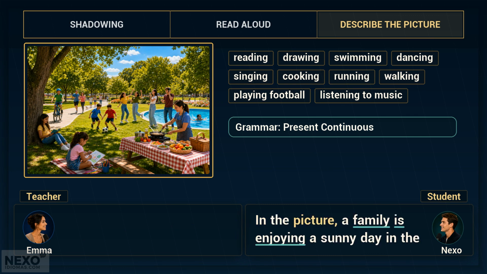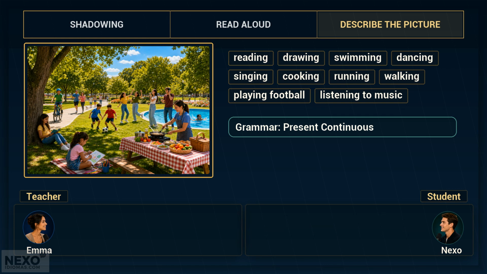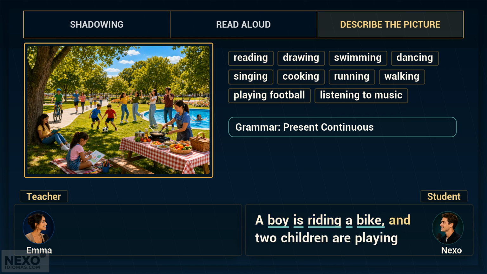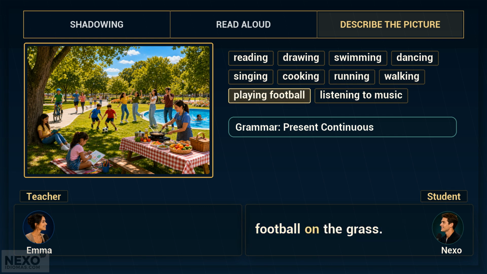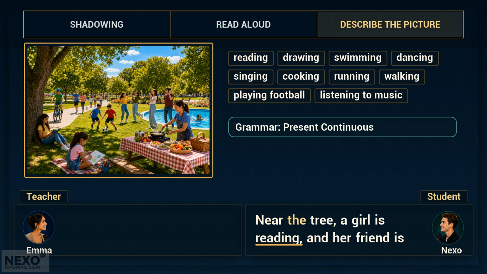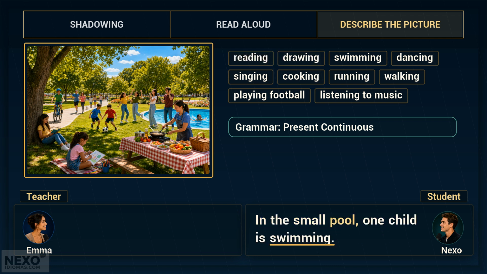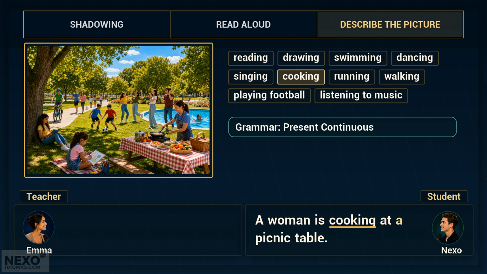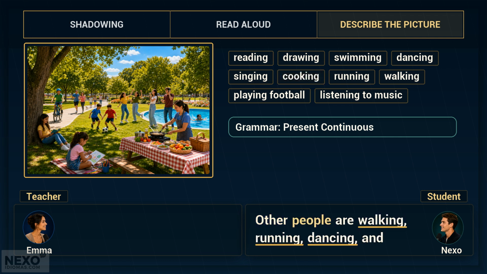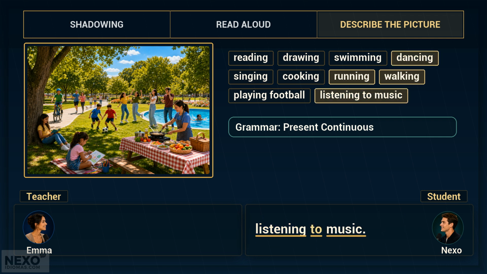In the picture, a family is enjoying a sunny day in the park. A boy is riding a bike, and two children are playing football on the grass. Near the tree, a girl is reading, and her friend is drawing a cat. In the small pool, one child is swimming. A woman is cooking at a picnic table. Other people are walking, running, dancing, and listening to music.